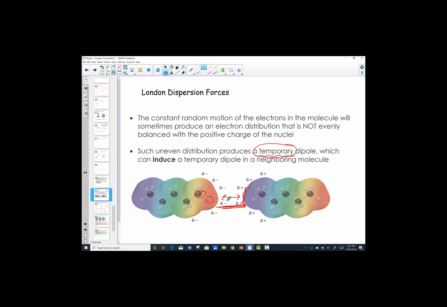So a dispersion force is a temporary induced dipole. All molecules can behave such as this. All molecules can exhibit dispersion forces.